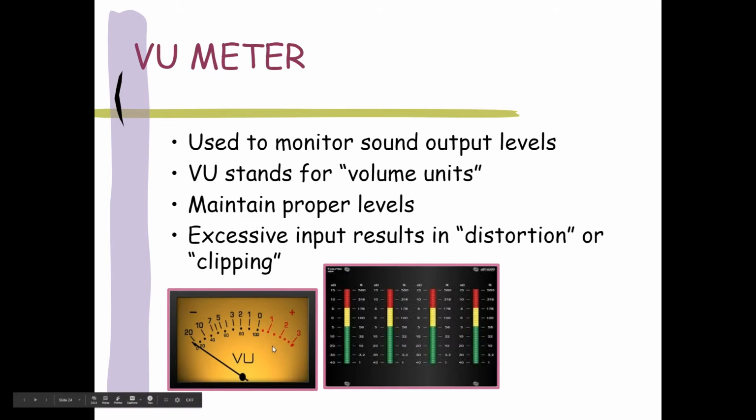On the left here, you will see an analog, old-fashioned VU meter, where you actually have the numbers. You have black and you have red. Red is typically bad. That means you're in this distortion clipping area and you don't want that. The one on the right is also a VU meter, but it's digital. So red again, bad, yellow, good.